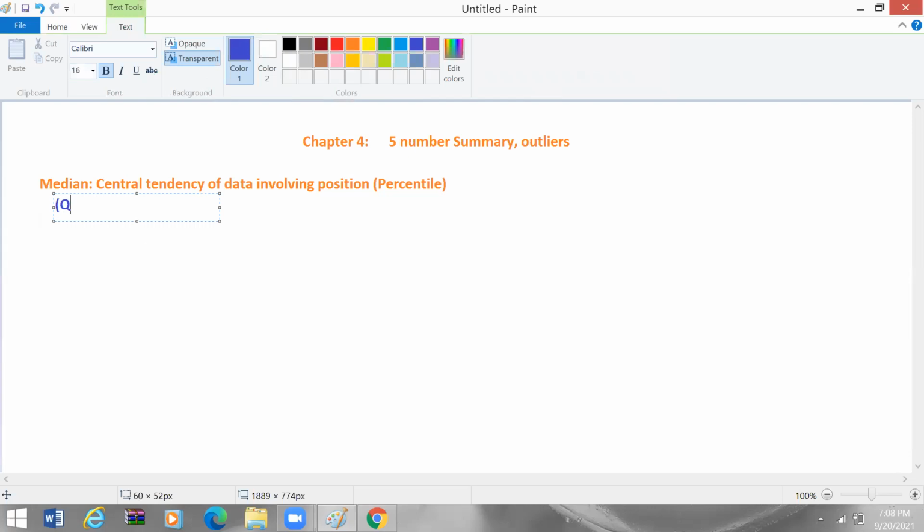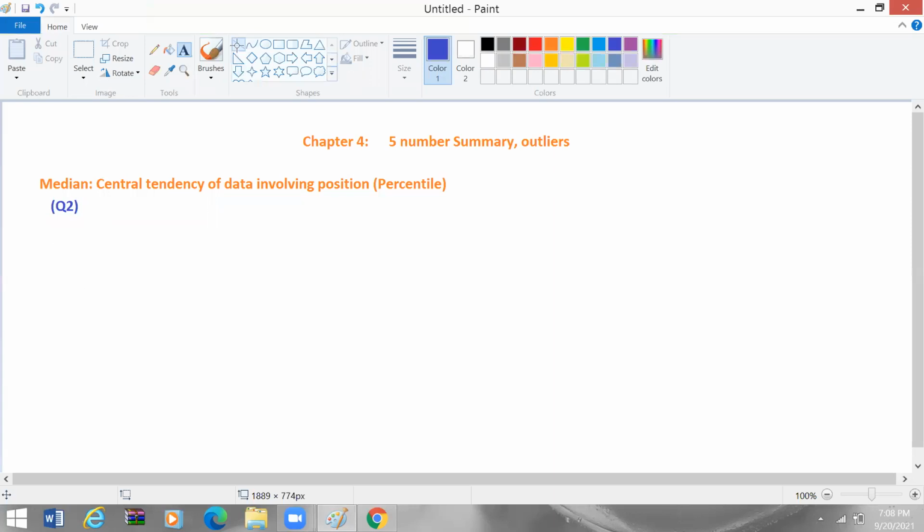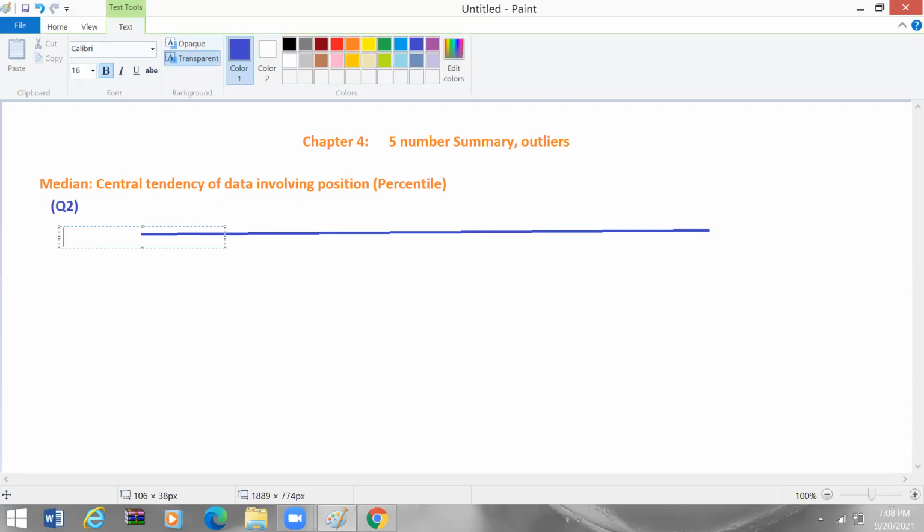Okay, we call this one Q2. All right, and how are we going to draw the data set? We're going to split it up into 100 percentile, and we have to arrange the data from the smallest to the biggest. So arrange it from the smallest data to the biggest data set values.